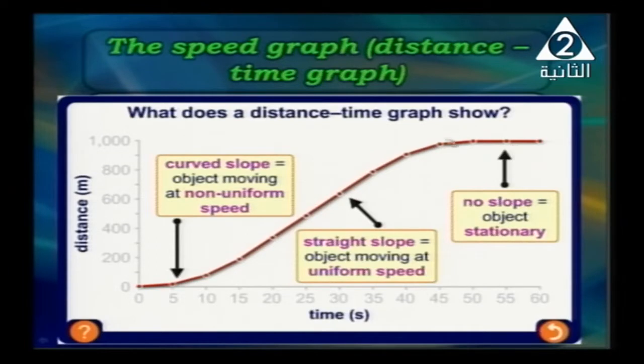So the body or the car takes these 3 points here to be at rest or to stop. So it stops here, and it stays stopped during time, like this, during 50, 55 and 60 seconds. So this is what it means: the object is at rest.